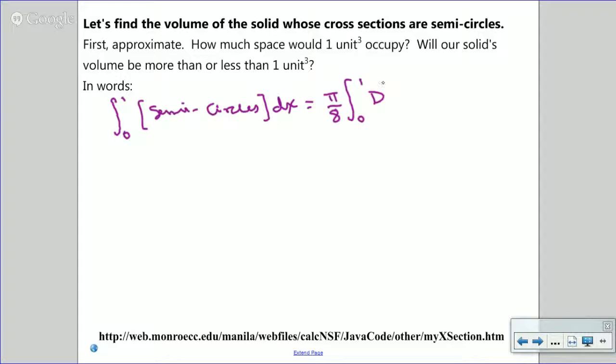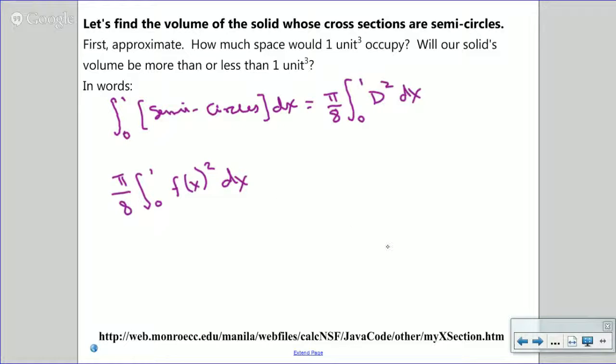0 to 1, and then d squared dx. All right, so now all I have to do is find what the diameter is. We'll take a look at that model. The diameter changes each time, does it not? It is equal to the height of that function, which is going to be f of x, right? So I get pi over 8 times the integral from 0 to 1, and the diameter is f of x. So I want to square f of x dx.